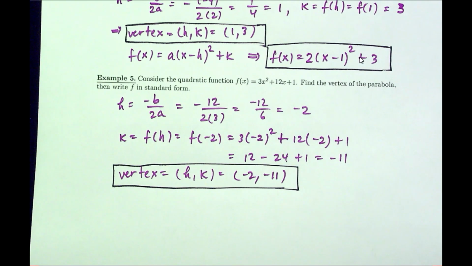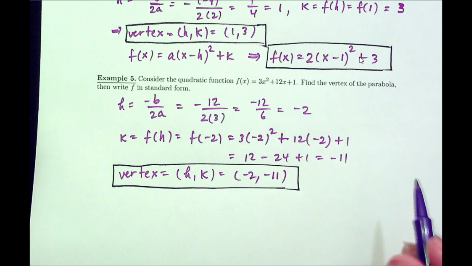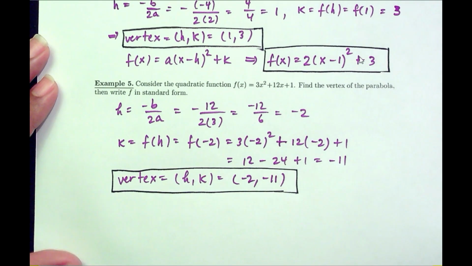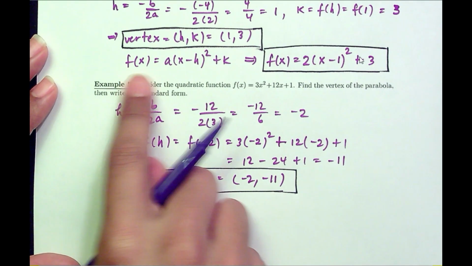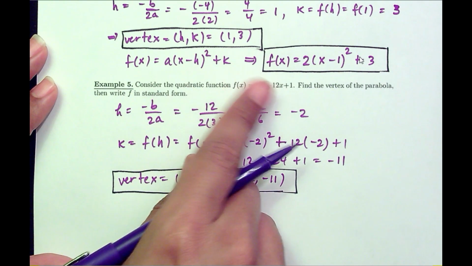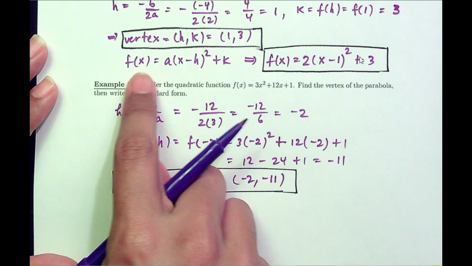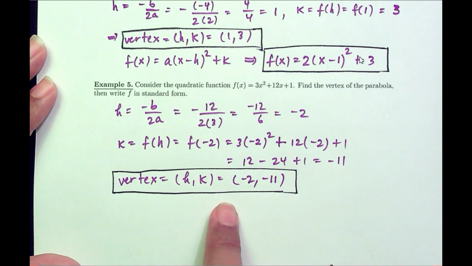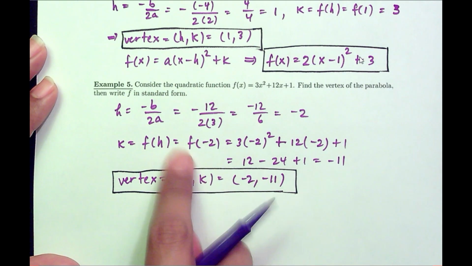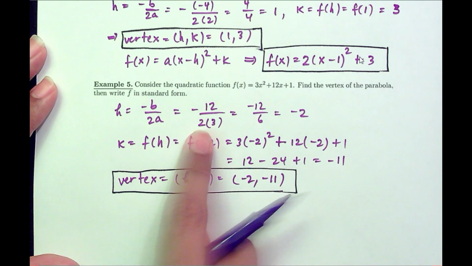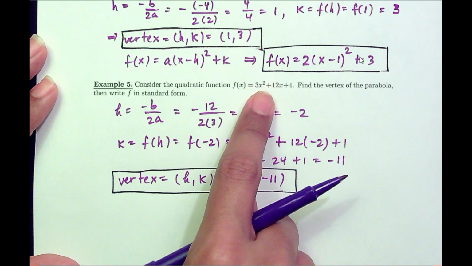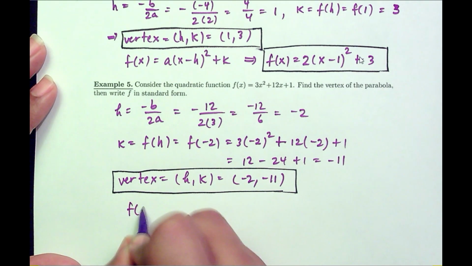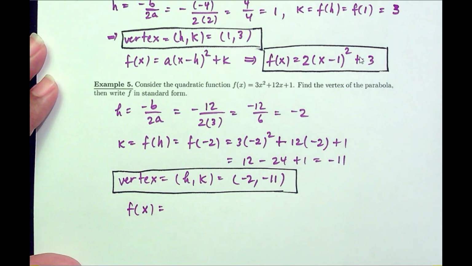And lastly, to write down the function in standard form, here's the formula. I'm not going to write it again because it's right there in front of us. We have the a, the h, and the k. We found them here. We have the h and the k, and the a is still the same. The a is 3, which is in front of the x squared. So then we can immediately rewrite the function in standard form.